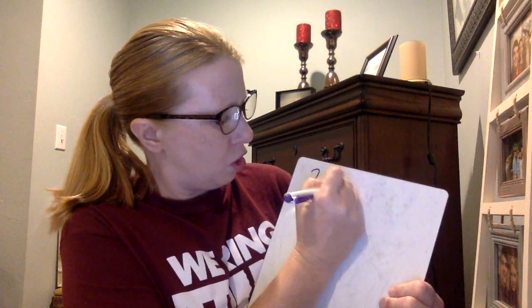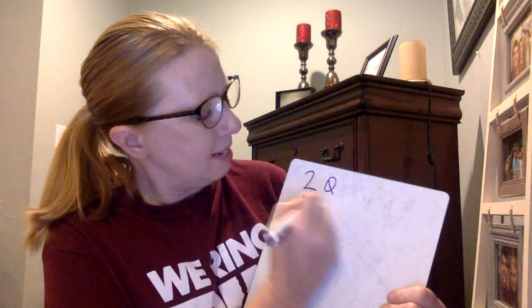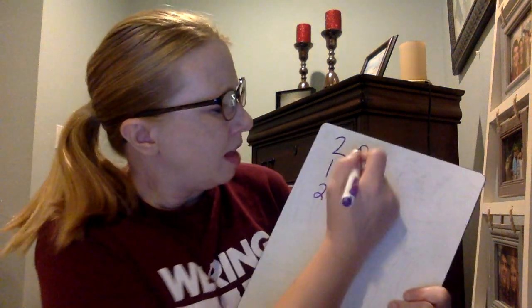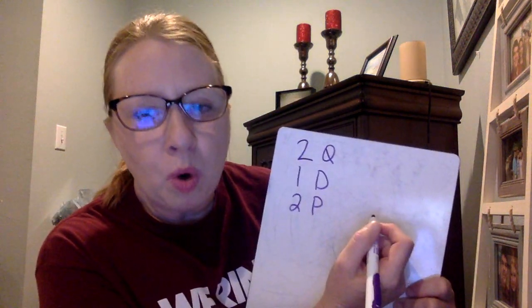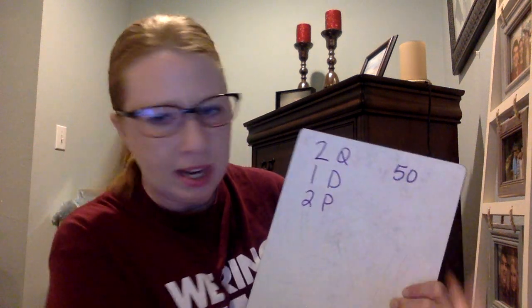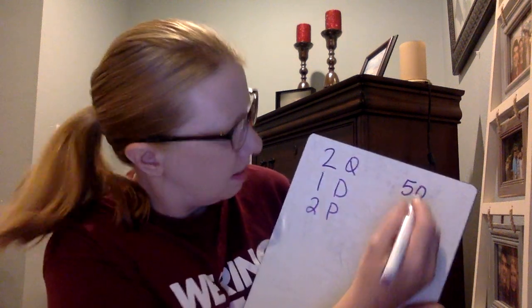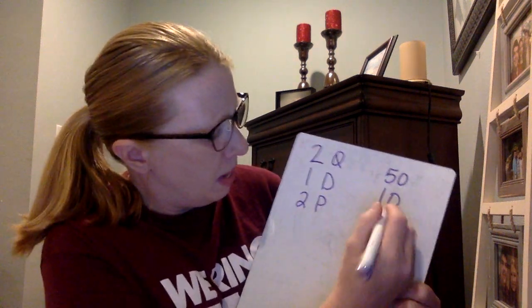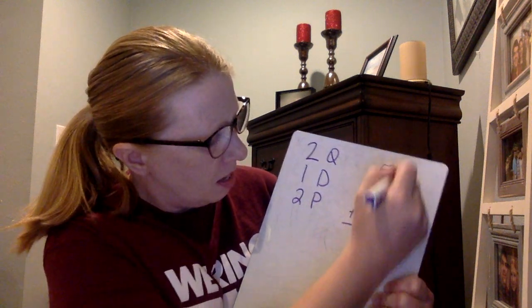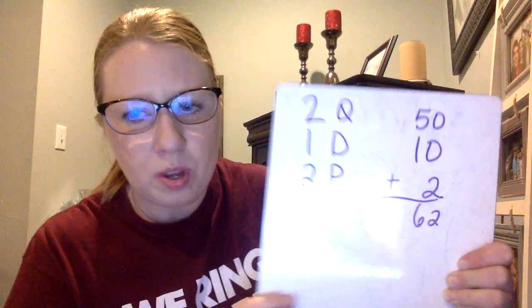Okay? So let's look at, what if I had 2 quarters? I'm going to put 2Q for 2 quarters, 1 dime, and 2 pennies. Now I need to add up all of that money to see how much I have. So let's think 2 quarters. We know 1 quarter is 25 cents, so that means 2 quarters would be 50 cents. I'm going to write it to the side. 1 dime is 10 cents, and 2 pennies is 2 cents. Now let's add up all of that money, and we get 62 cents.